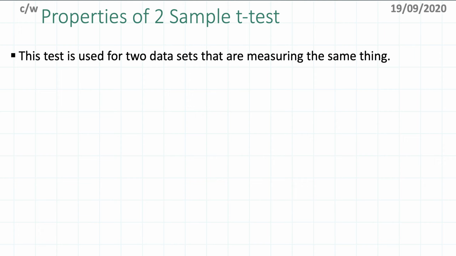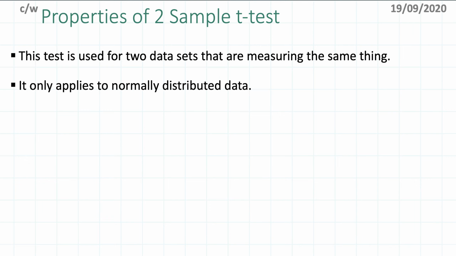So you can't look at, like, GPA and height. Both data sets that you have, both tables that we're going to test, have to have the same measurement. So they both have to have measured distance, or they both have to have measured time, and so on. Another thing is that it only applies to normally distributed data.